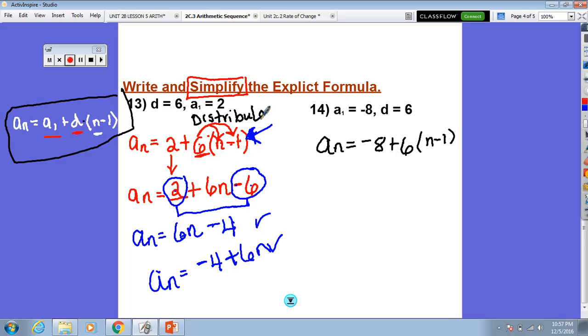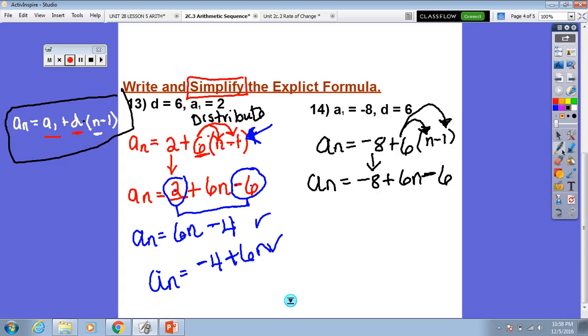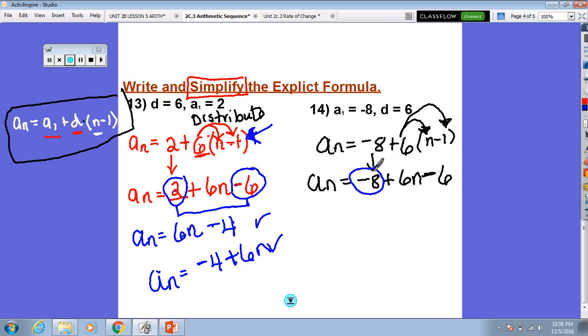So we've got to distribute the 6. So I have a sub n equals, remember the negative 8, the first number just comes down, and we multiply. 6 times n equals a positive 6n. 6 times negative 1 gives me a negative 6. And at this point, we're ready to combine like terms. That is the number negative 8 and the number negative 6.